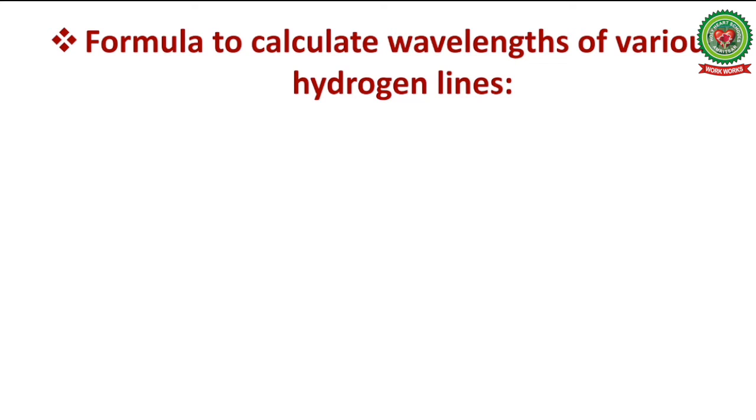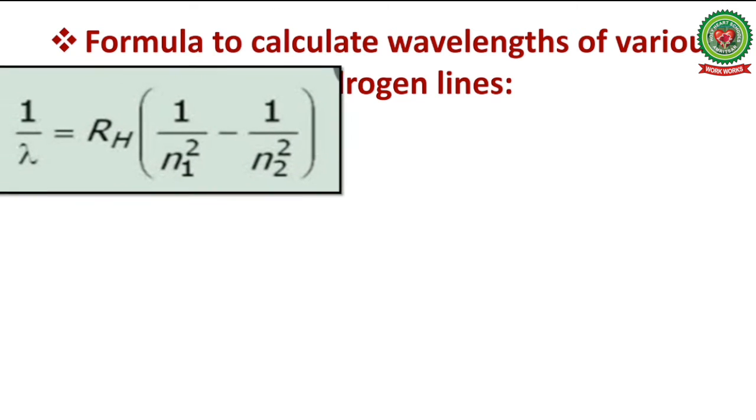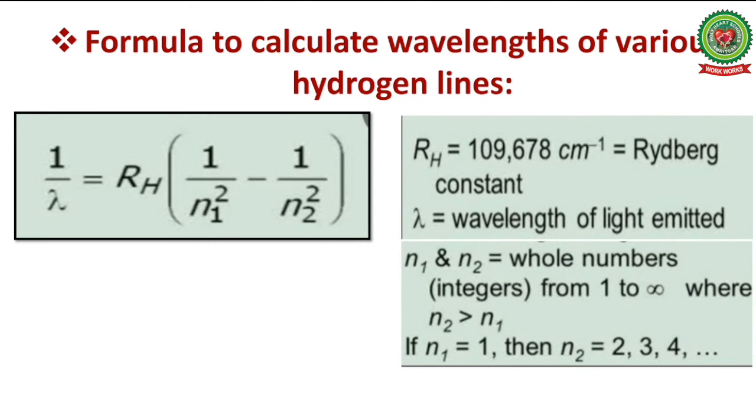Next is how we are going to calculate the wavelength. The formula to calculate the wavelengths of various hydrogen lines is 1 upon lambda equals R_H times (1 upon n1 square minus 1 upon n2 square), where R is the Rydberg constant. The value of that constant is 109678 centimeter inverse. Lambda is the wavelength. n1 and n2 are whole numbers from 1 to infinity, where n2 is always greater than n1.